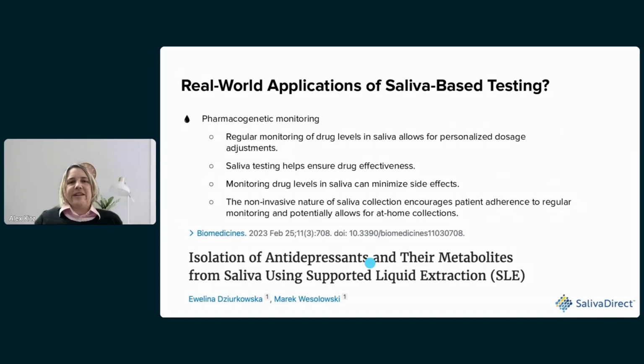Saliva-based testing would aid in monitoring the drug levels and minimize side effects that come with that. And it would also encourage patient adherence due to the regular monitoring and the potential for at-home collections. And I just wanted to highlight this publication here from last year, where this group showed that you can isolate antidepressants and their metabolites from saliva as a way to monitor depression treatment and anxiety treatment.